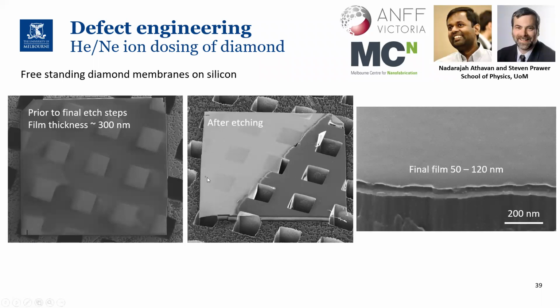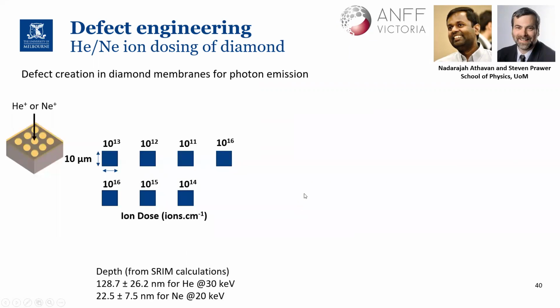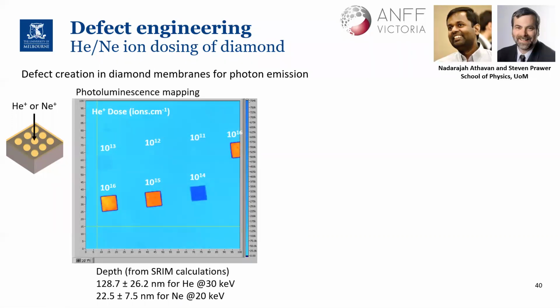The researchers were then taking this diamond and creating an array where we create patches of different ion dose, either using the helium or the neon ion beam to create defects up to these different ion doses. So we have a range from 10 to the 11 up to 10 to the 16 ions per square centimeter. And we're penetrating about 100 to 130 nanometers, depending on whether we're using the helium or the neon beam. And from this, from photoluminescence, we can see that we create photon emitters.